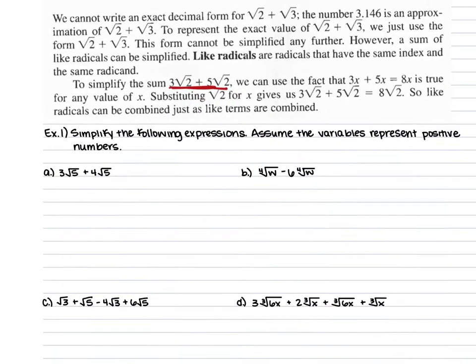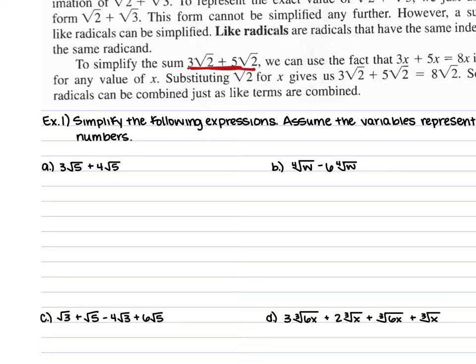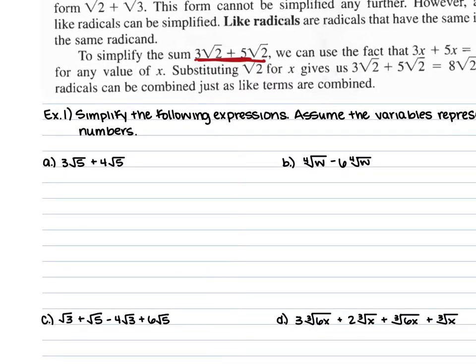For example 1, it just tells us to simplify the following expressions. Assume all variables represent positive numbers. We're going to keep these also in radical form. If we look at example A, we have 3 square root 5 plus 4 square root 5. The square root of 5 is the same on both, so we're just going to represent this as 3 plus 4, keep the square root of 5. 3 plus 4 is 7. We keep the square root of 5. 7 square root 5 is our answer.